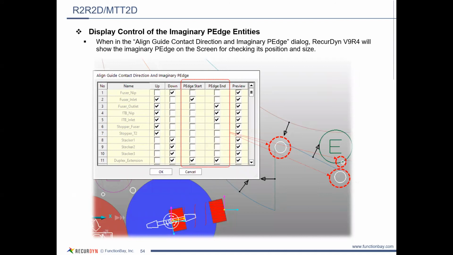And then with the media transport toolkits, we now have the ability to display what are called the P edges, and those are used just to fill in a rounded corner between straight guides. Anyway, there's the ability to define them easily, but now we've added the capability to show them on the screen, to do some checking when you're doing the model creation.